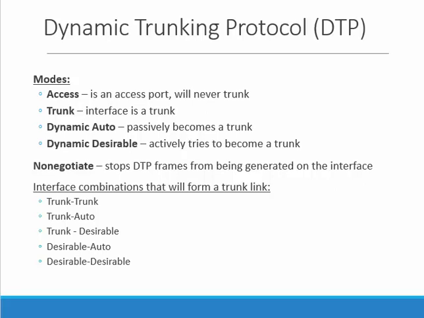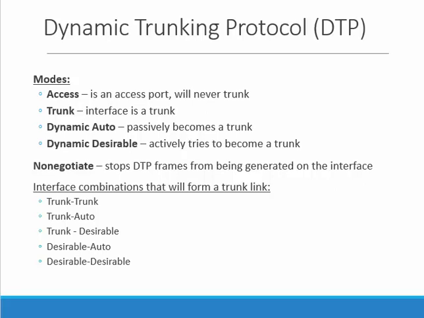So we'll look at the 4 that I would specify. Access: it's an access port. It's never going to trunk, right? That's where we're going to connect our end devices. We're not going to connect another switch to an access port. If I set the mode on the interface to trunk, that interface will be a trunk, right? It's not necessarily negotiating a trunk. That particular interface is set to become a trunk.